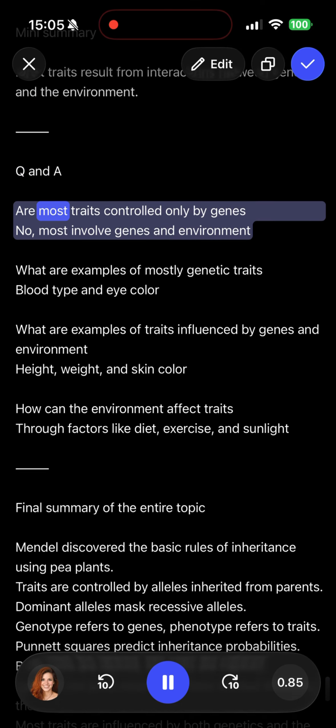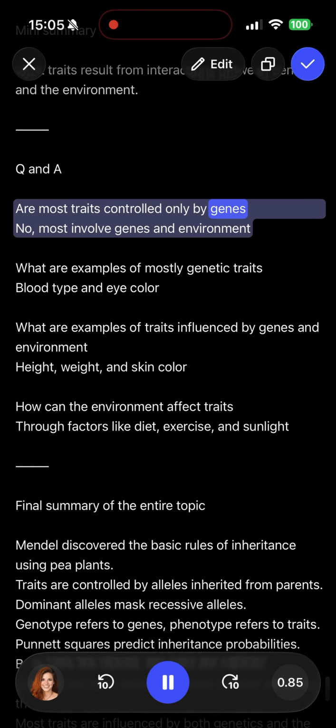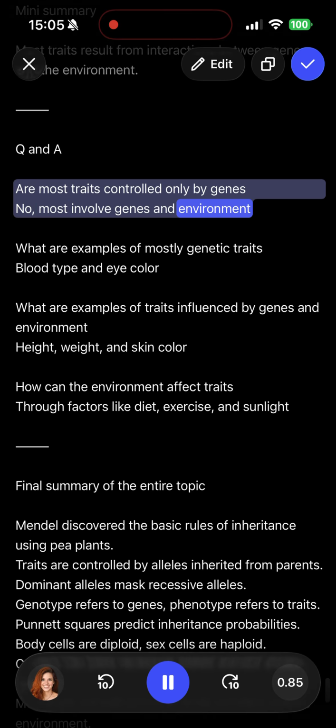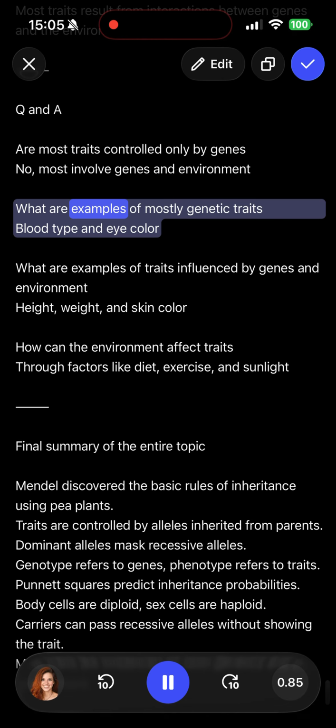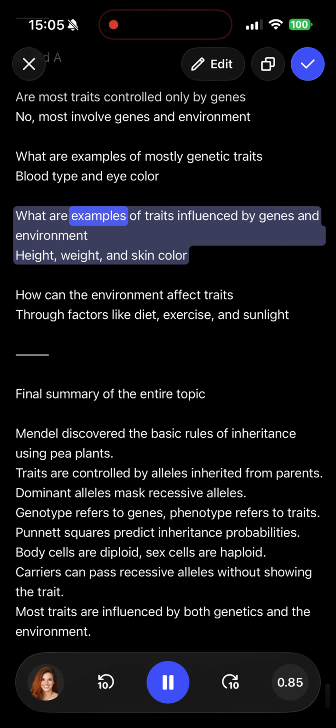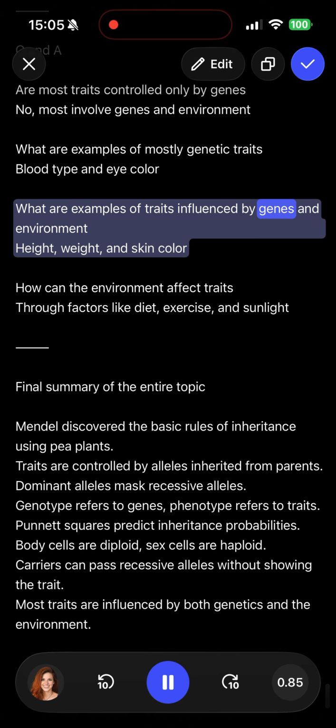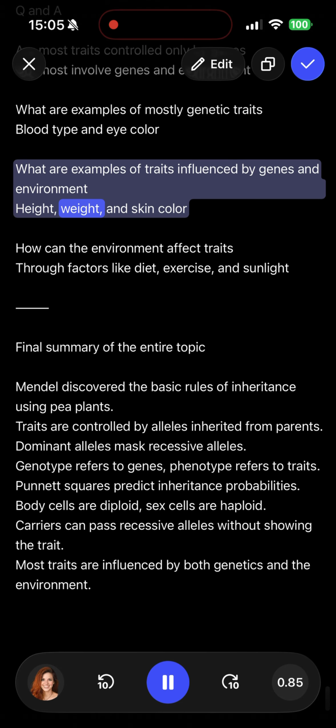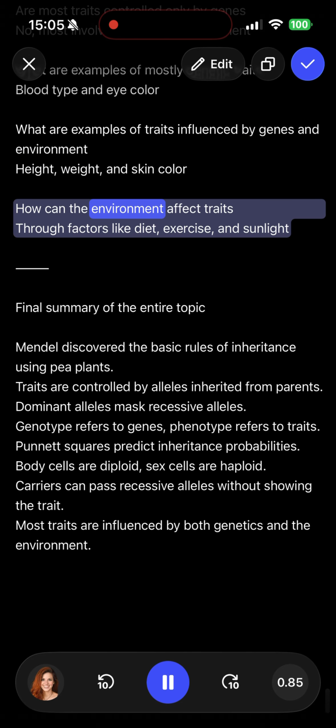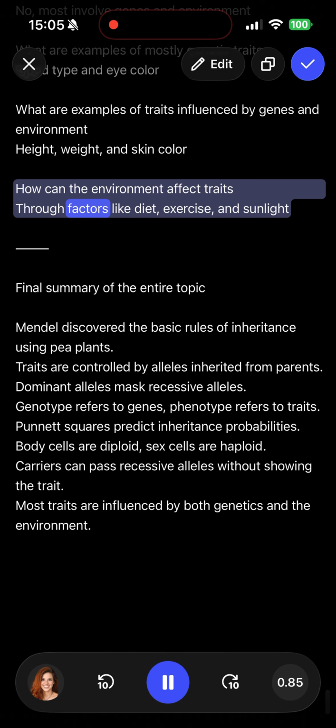Q&A. Are most traits controlled only by genes? No. Most involve genes and environment. What are examples of mostly genetic traits? Blood type and eye color. What are examples of traits influenced by genes and environment? Height, weight, and skin color. How can the environment affect traits? Through factors like diet, exercise, and sunlight.